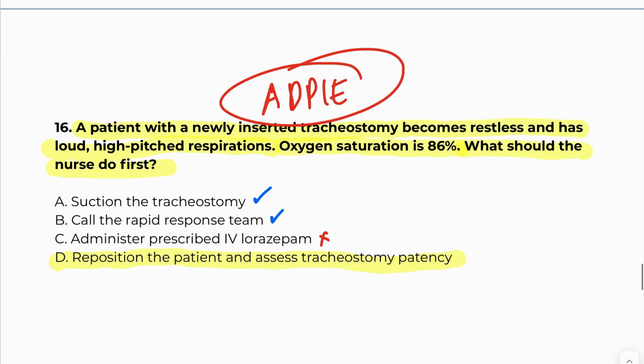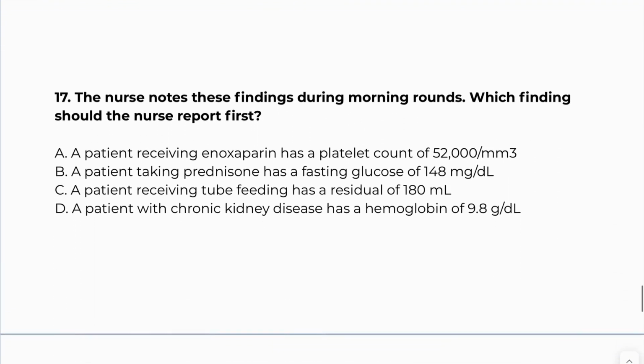Okay, so let's go to question 17. The nurse notes these findings during a morning round. Which findings should the nurse report first? You need to say report to the provider. Let me get that 30 seconds countdown. So is it A, B, C, or D? A, B, C, or D?